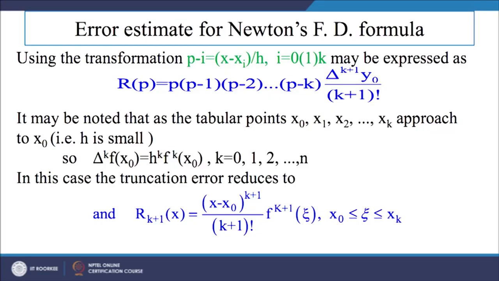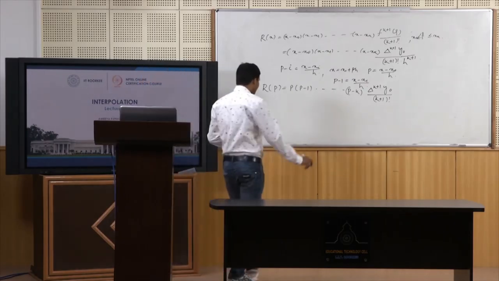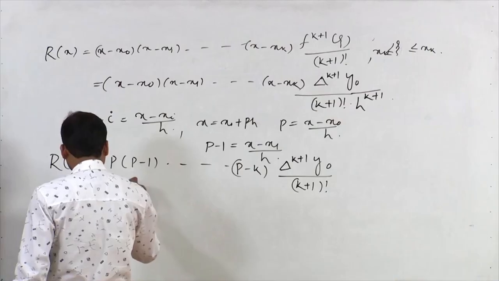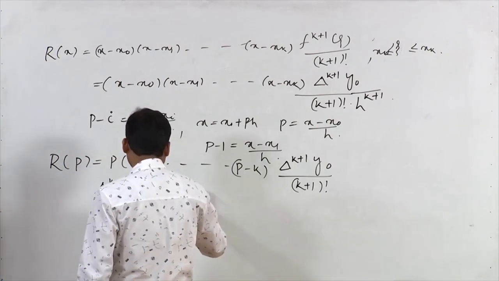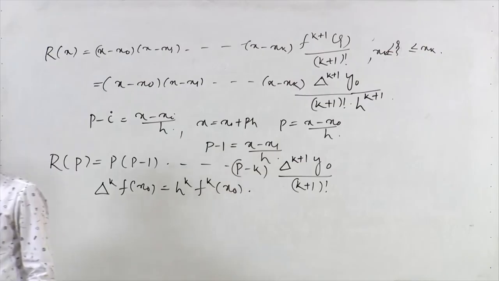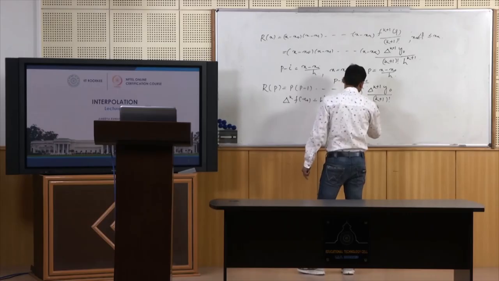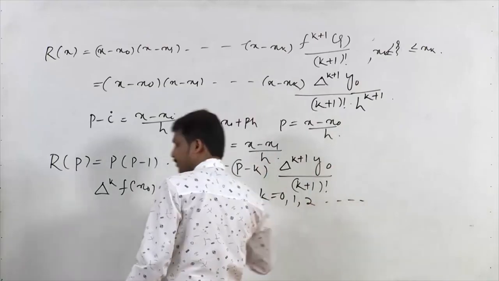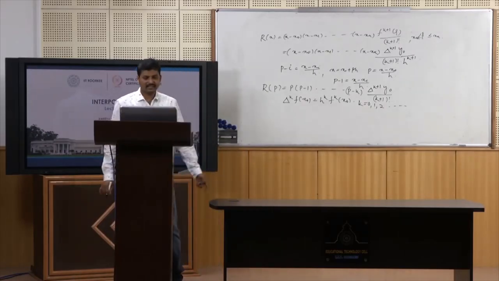And it may be noted that if all the tabular points like x0, x1 to xk approach x0, suppose h is very small, then we can say that del to the power k of f of x0 can be written as h to the power k f to the power k of x0, for k equals 0, 1, 2 up to any value. For a small h, we can write this formulation in this form.